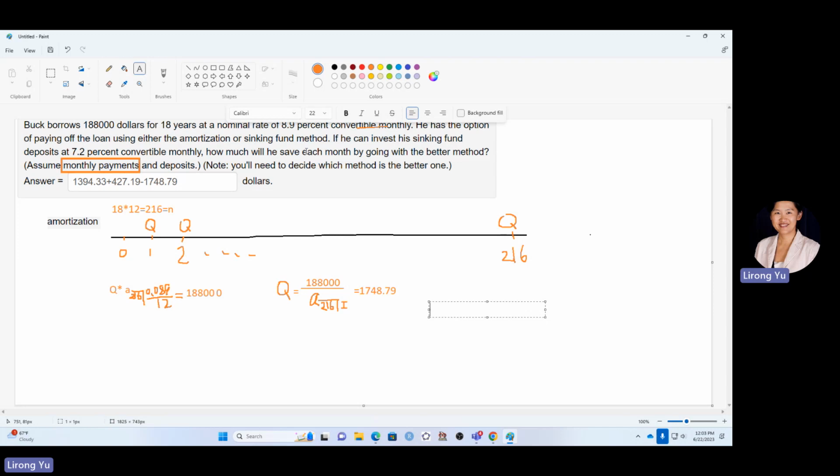It says how much will he save each month, so it looks like we're making a plan to pay the same amount each month. Let's move on to the second method. What if we're paying it with the sinking fund method?